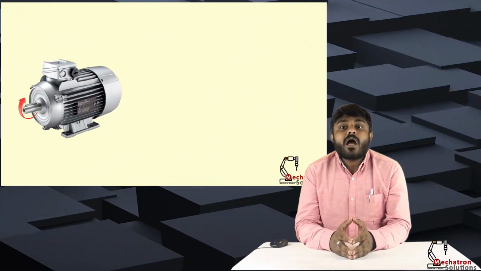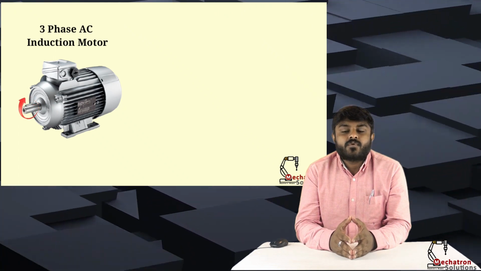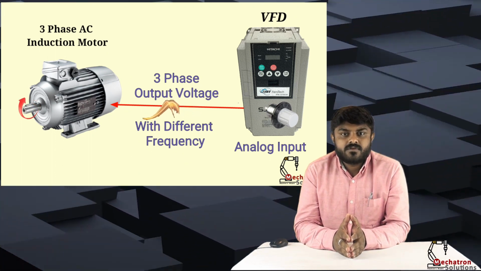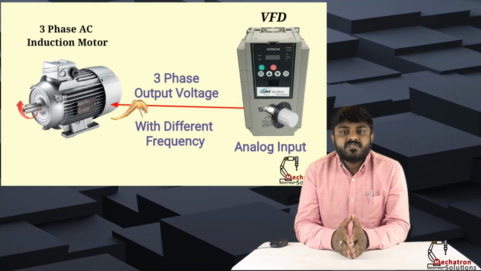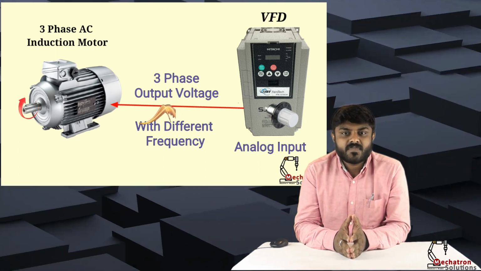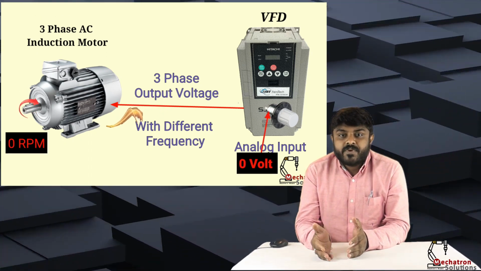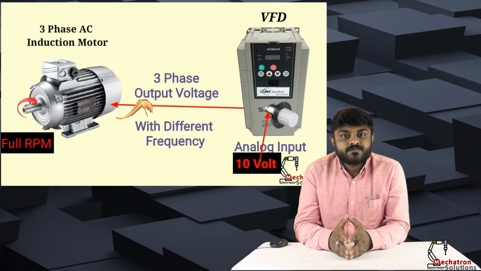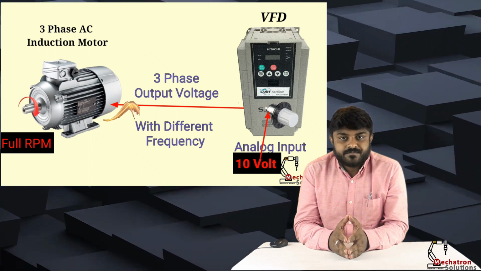Now, for analog output devices, we take one example of induction motor speed control using analog input via a variable frequency drive. If you want to know more about VFD, then see my other video, and the link is given in the I button. Now we have a 3-phase AC induction motor, and to control motor speed and direction, we need an appropriately rated variable frequency drive. You can get this information from my previous video on the VFD.